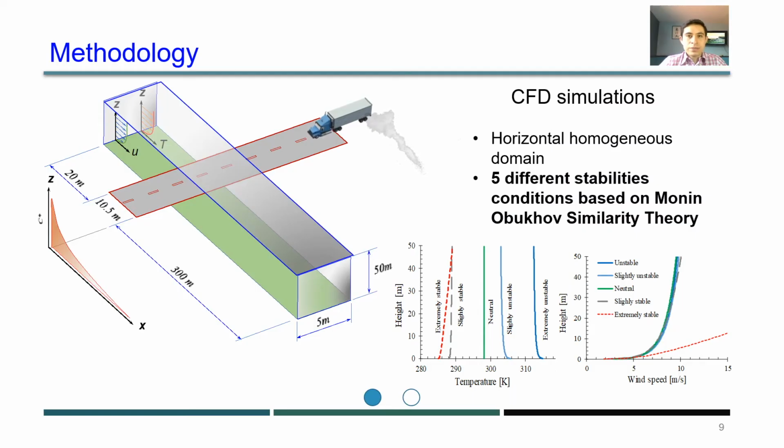In this slide, we are presenting the methodology followed for this study. First, we select a 3D domain which is homogeneous on the horizontal plane. Then, we obtain the wind speed and temperature profiles for 5 different stability conditions based on the Monin-Obukhov similarity theory, which are extremely stable, slightly stable, neutral, slightly unstable, and extremely unstable. It is important to remark that the neutral stability condition is going to be considered as the base case.